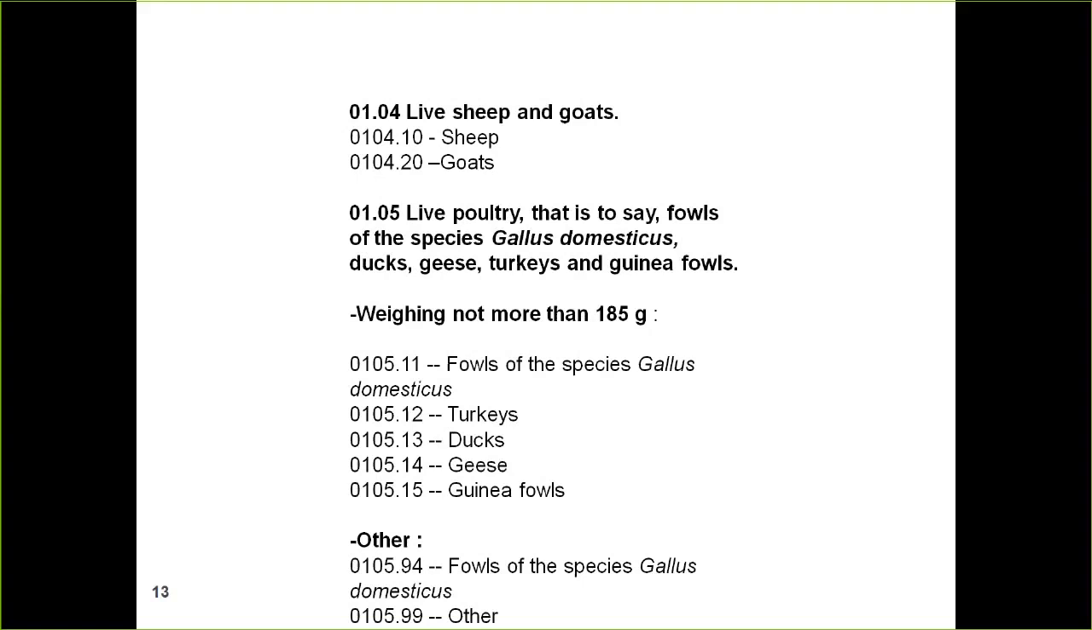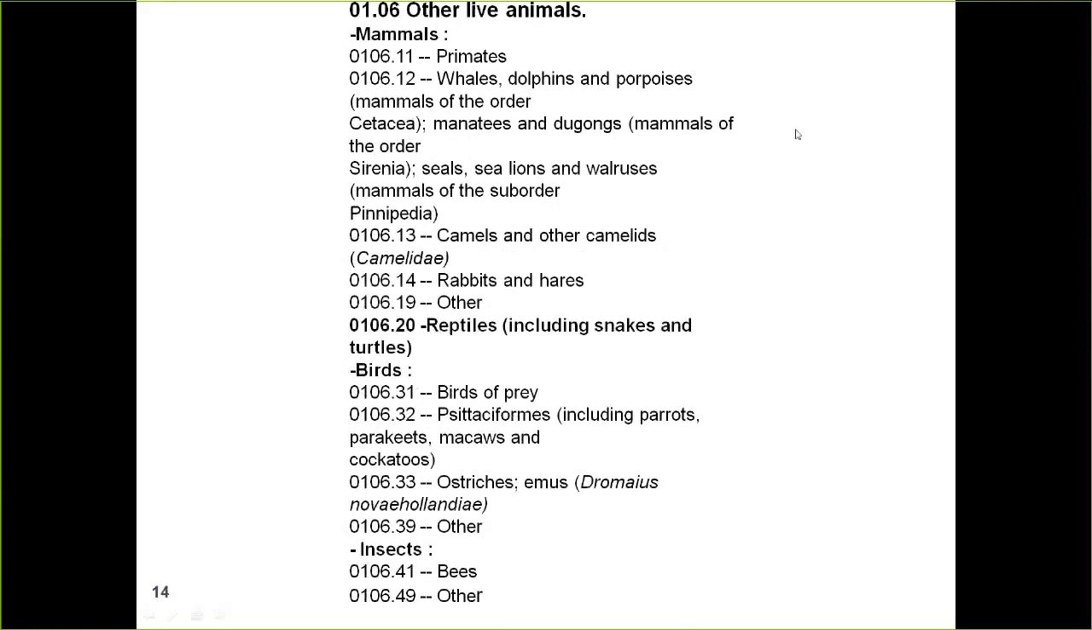For live sheep and goats, we have 0104 as the heading, and you have two primary subheadings, sheep and goats. But notice, in that case, there are no further breakdowns in the HS, which tells me that all sheep and goats, regardless of weight, regardless of whether purebred or not, would be covered under code 010410, and the same thing goes for goats. I will use as a last example 0106.